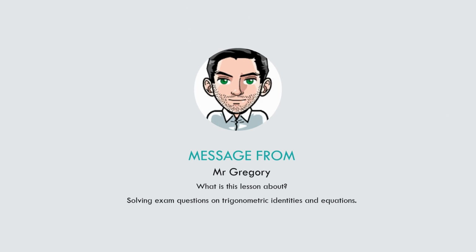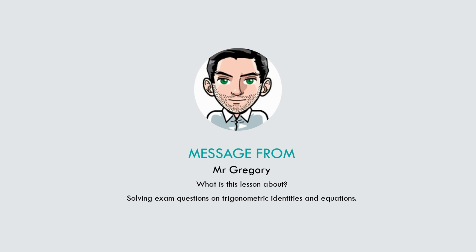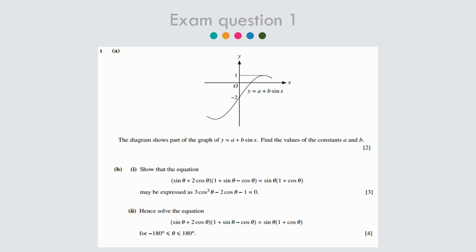In today's lesson, we're going to be solving exam questions on trigonometric identities and equations. Let's take a look at this exam question. There are 3 parts. The first part says to take a look at the diagram. The diagram shows a part of the graph y equals a plus b sine x. Can we now find the values of the constants a and b?